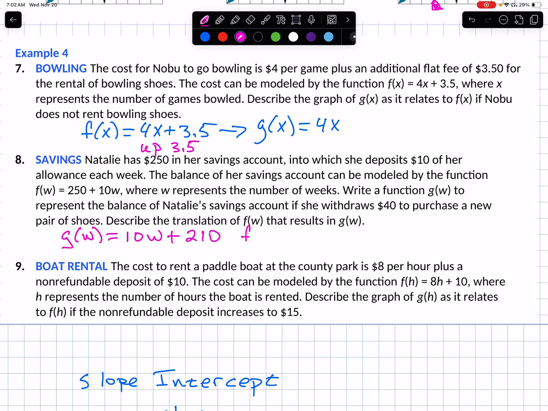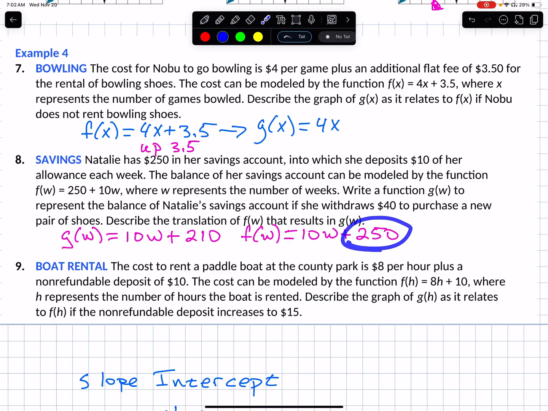So our original f of W function was 10W plus 250. And you'll notice a change here. This 250 got subtracted to 210 because she withdrew $40. So what's the translation of f of W that results in g of W? So that would mean this 250 went down by 40. So we would say down 40 units. In this case, down $40. Okay.